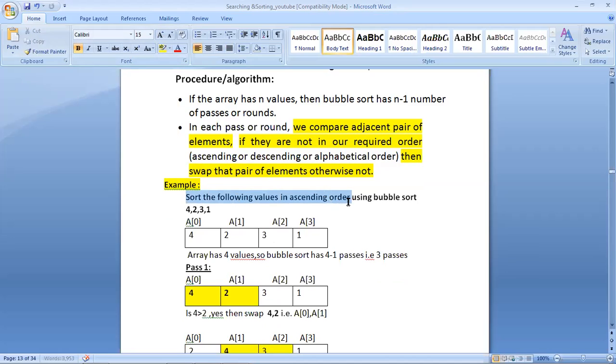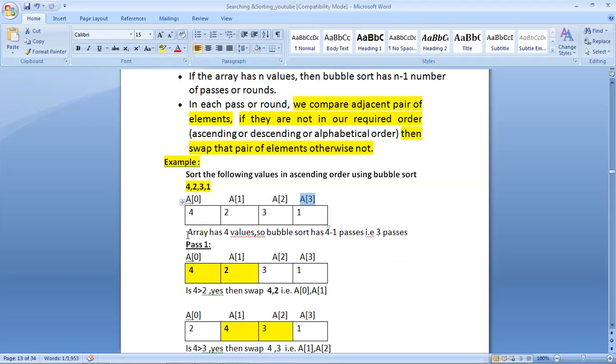Sort the following values in ascending order using bubble sort: 4, 2, 3, 1. So I arranged these 4 values in the array. The array name is A. First value is 4, second value is 2, third value is 3, fourth value is 1. That means A of 0 is 4, A of 1 is 2, A of 2 is 3, A of 3 is 1. As we know, the array has 4 values. According to the bubble sort procedure, bubble sort has 4 minus 1 passes, that is 3 passes.